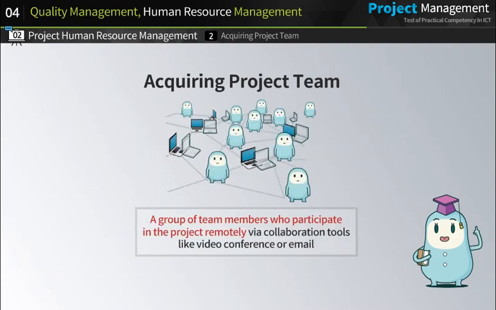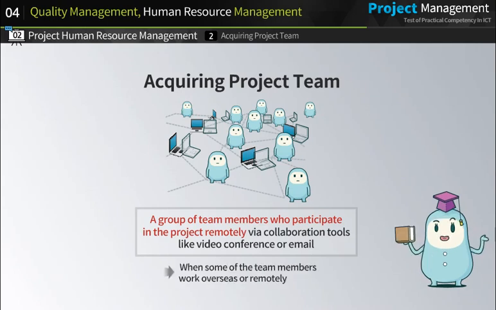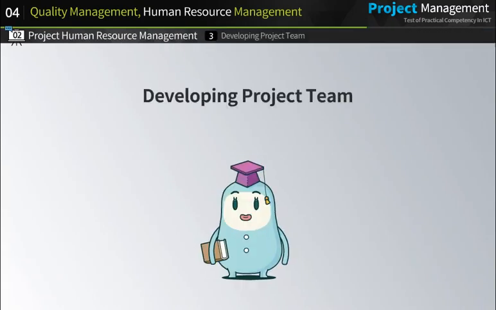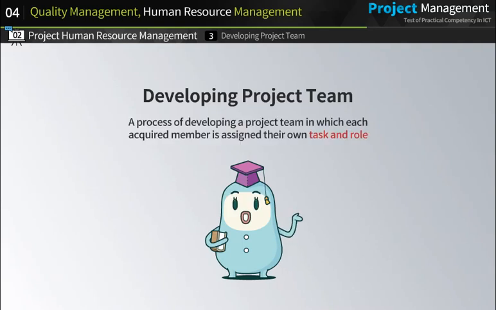A virtual team refers to a group of team members who participate in the project remotely via collaboration tools like video conference or email. For example, if and when some of the team members work overseas or remotely, a virtual team can be created. Third, developing project team. It is a process of developing a project team in which each acquired member is assigned their own task and role.